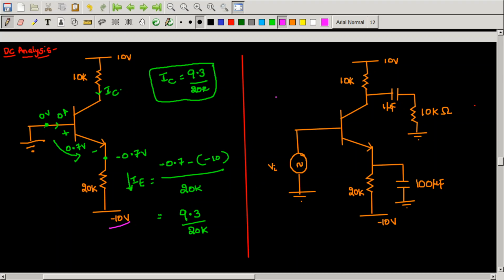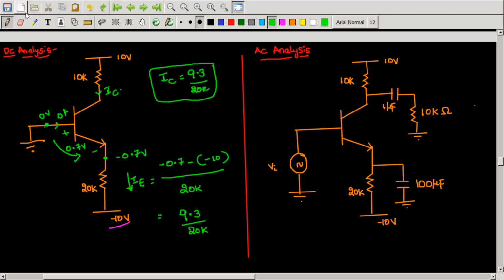Okay. Now let us do AC analysis. In AC analysis, I should deactivate all DC sources. So the DC voltage source should be shorted and the DC current source should be open. And all the capacitors, as given in the question, will be short circuited. So this is short, this is short, this is also short. Let me do those changes.